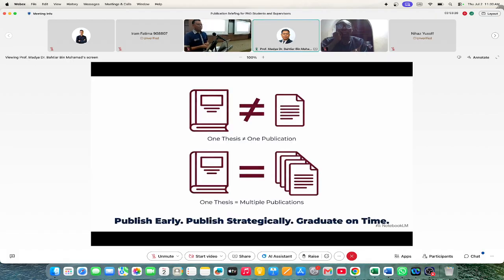One thesis, one publication is the old school of thought. So one thesis, multiple publications, at least 4 minimum. If you can get more, then much better. So publish early, publish strategically, and graduate on time.